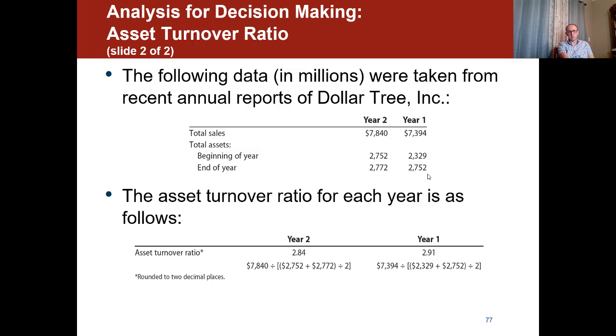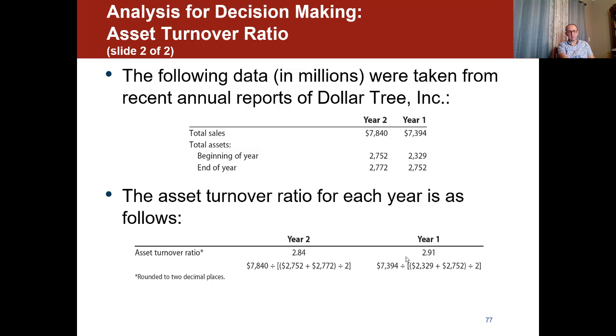I don't know if you noticed, but end of year 1 should be the same as beginning of year 2. That's something that in accounting we always treat that way. So the ending of one year is the beginning of the second year. So the asset turnover ratio for each year is calculated as follows. We got 2.84 for year 2 and 2.91 for year 1. But how did we get it? We simply got the sales and divided by the average total assets, where we took the beginning plus ending divided by 2. Same thing for year 1.